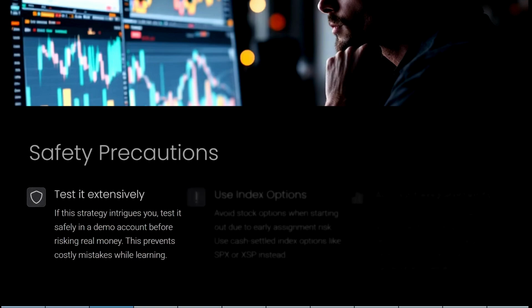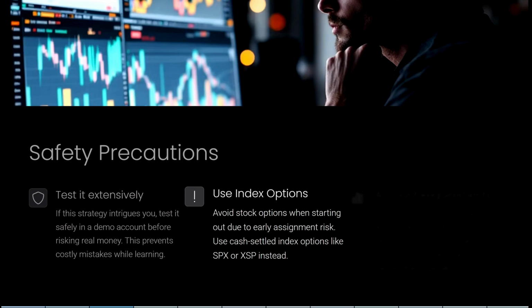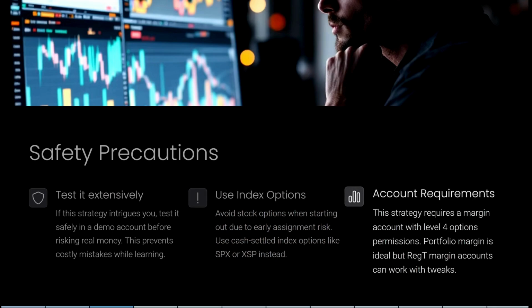Please use this strategy on indexes like XSP or SPX. These are cash settled and there is no risk of early assignment. Lastly, this strategy requires a margin account and level 4 options permissions from your broker. To best leverage all of the strategy's strong sides, you would need to have a portfolio margin. Each broker has its own requirements for portfolio margins, so please check with your broker if you have the account size for it. Nevertheless, you can use this strategy on regular margin accounts with some limitations and adjustments.